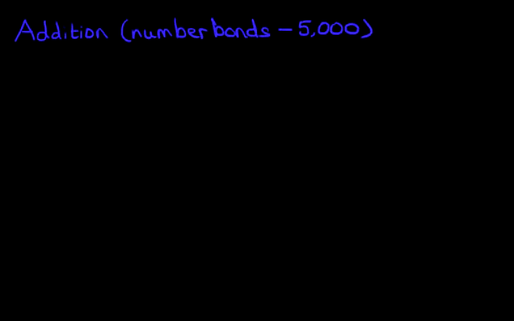In this tutorial we will learn about number bonds to 5,000. Now you will recall in previous tutorials we've done number bonds to 100, 500 and 1,000. So this is the next step. Let's have a look at the question we're going to be working through.